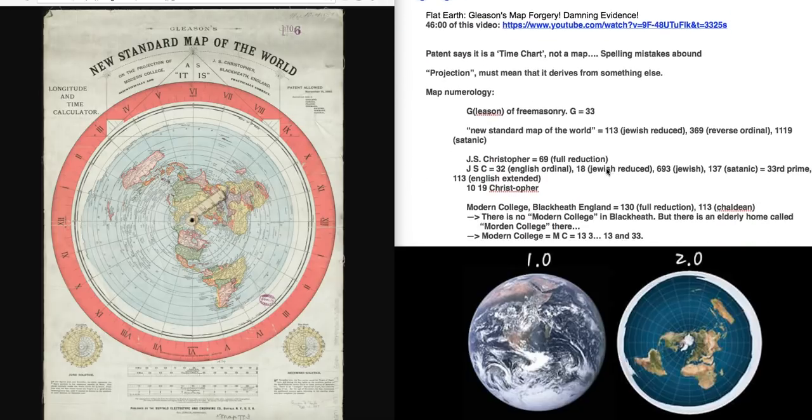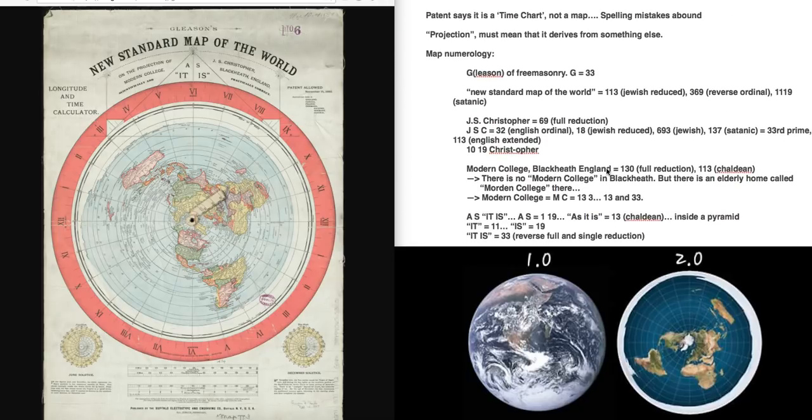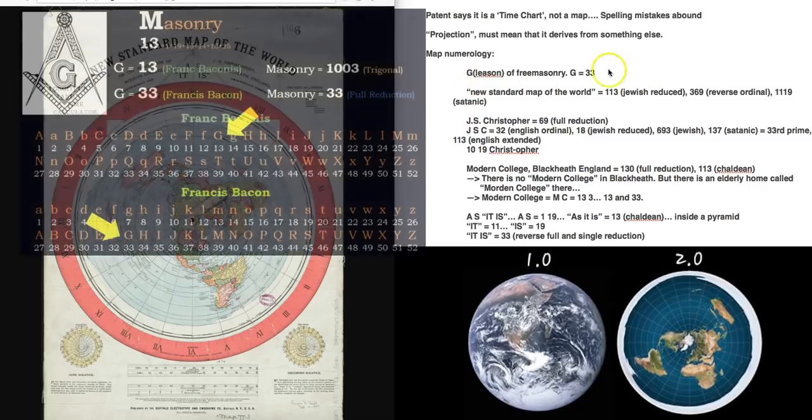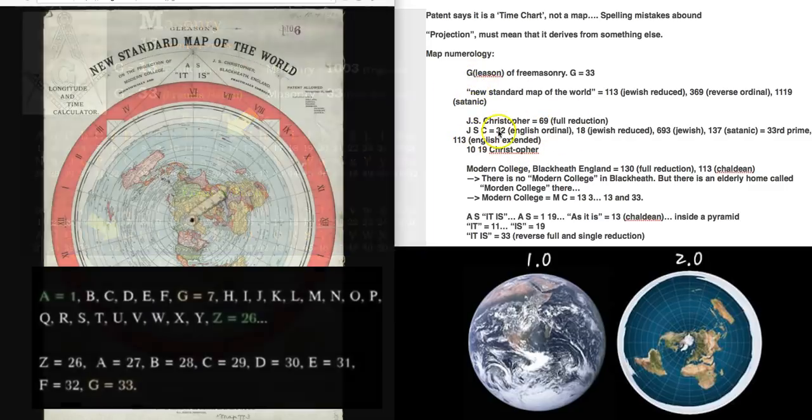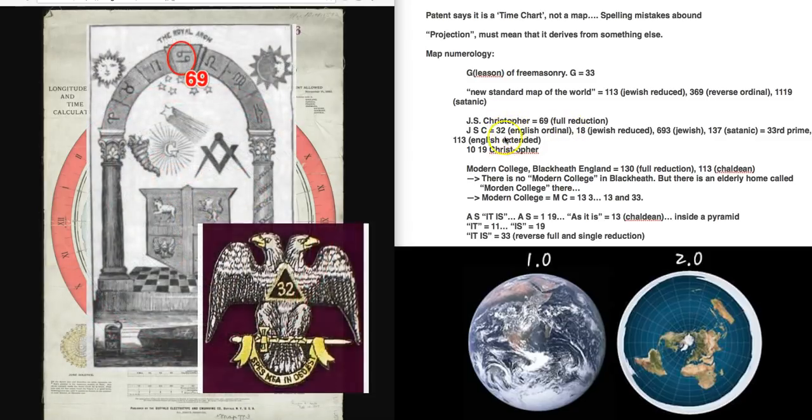And I mean, I haven't really organized this very well here, but I don't want to go on this too much. Maybe I'll make a separate video on it. But the G in Gleason's, G is 33 from Freemasonry. They have that on the Freemason logo. A lot of numerology, JS Christopher 69, JSC 32, like the double-headed eagle 32, Shriners. You have a lot of numbers here.